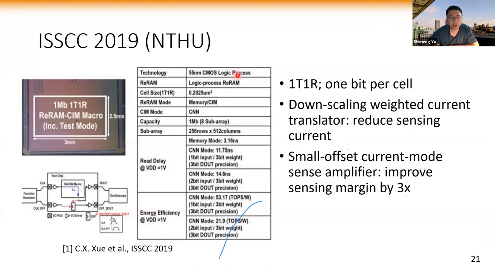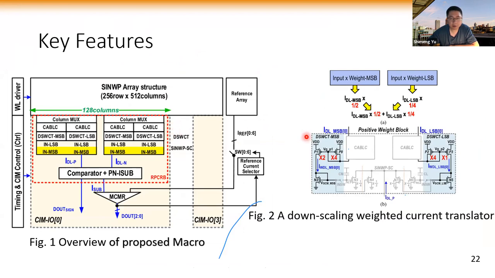I just want to highlight a few designs. Again, this is from the NTHU. This is a 1T1R RRAM array implemented in a 55 nanometer CMOS process, and this is a 1 megabit array. Here are the design features. One of them is to scale down the current. As I mentioned earlier, the RRAM current may be too large to handle. So what they propose is to have a downscaling weighted current translator at the edge of the array. If you have the current flowing from the column, then through the current mirror, you can downsize the current before you send that to the ADC. This can help with the designs.